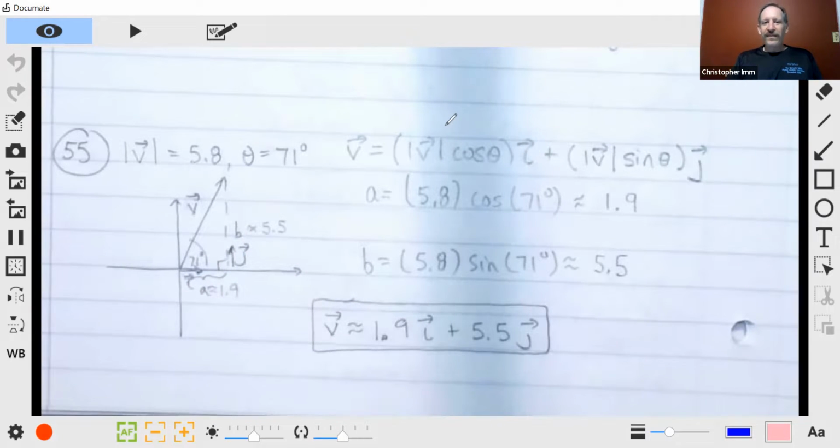So I hope that this has helped you with the new vector form. Looking at these graphically and the ease of adding, subtracting, and multiplying them by scalars. So basically taking linear combinations.